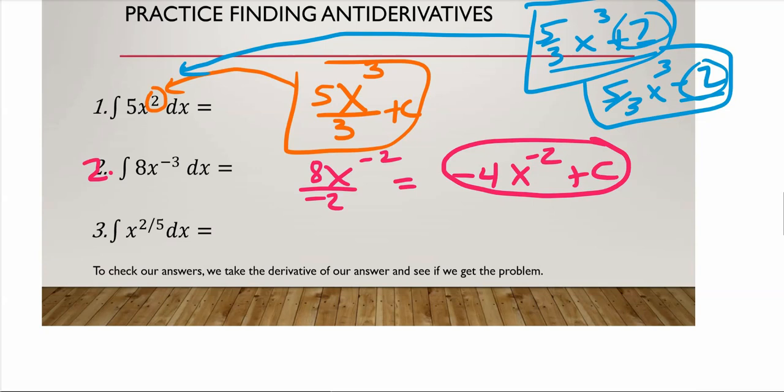So how do you check your answers? The great part about antiderivatives is you can always check your answers. So let's take the derivative of this. What is negative 2 times negative 4?